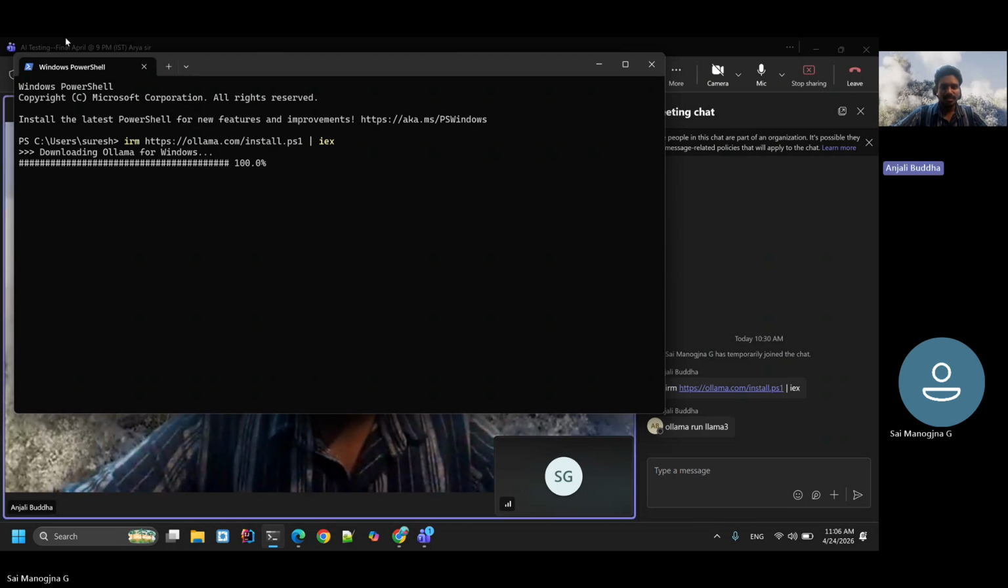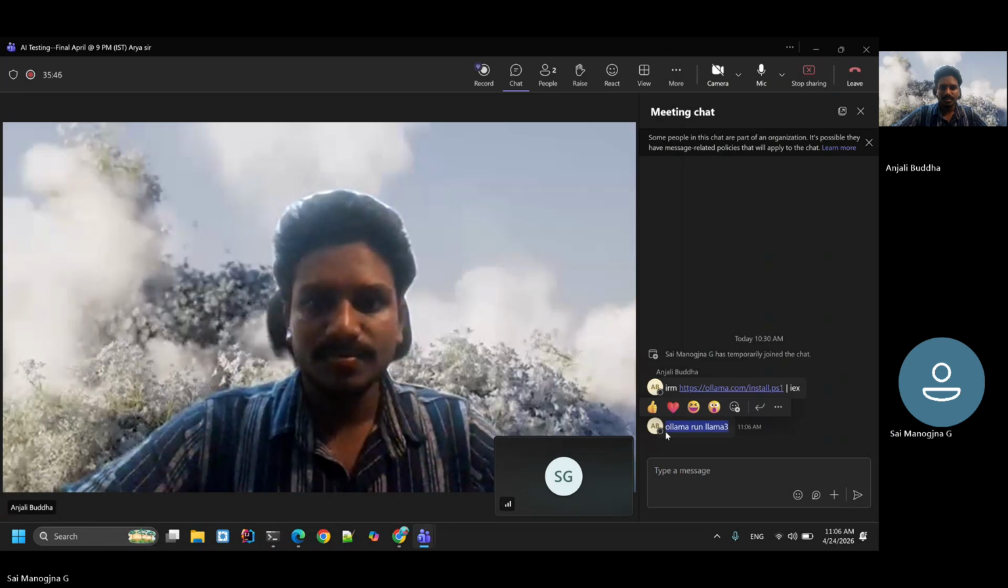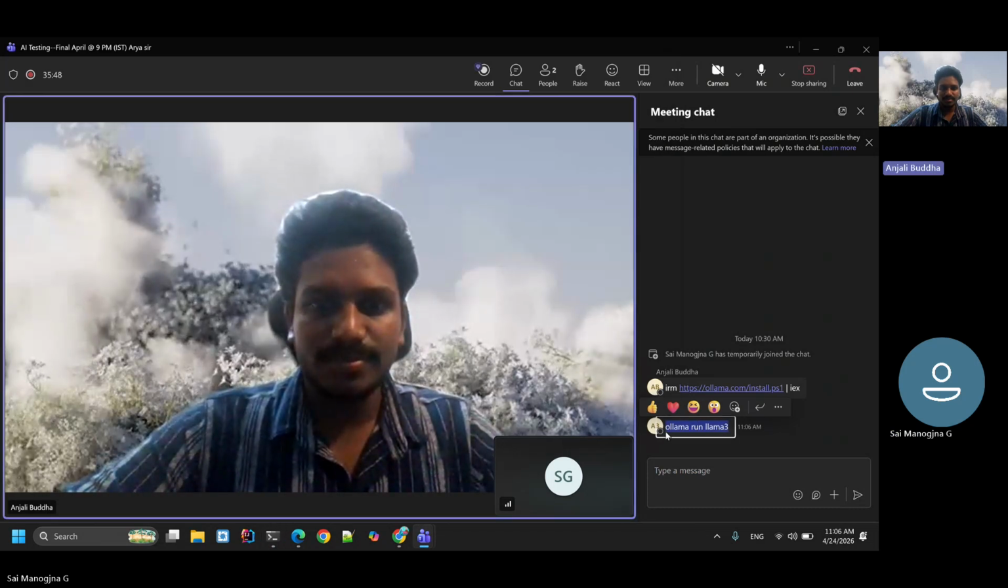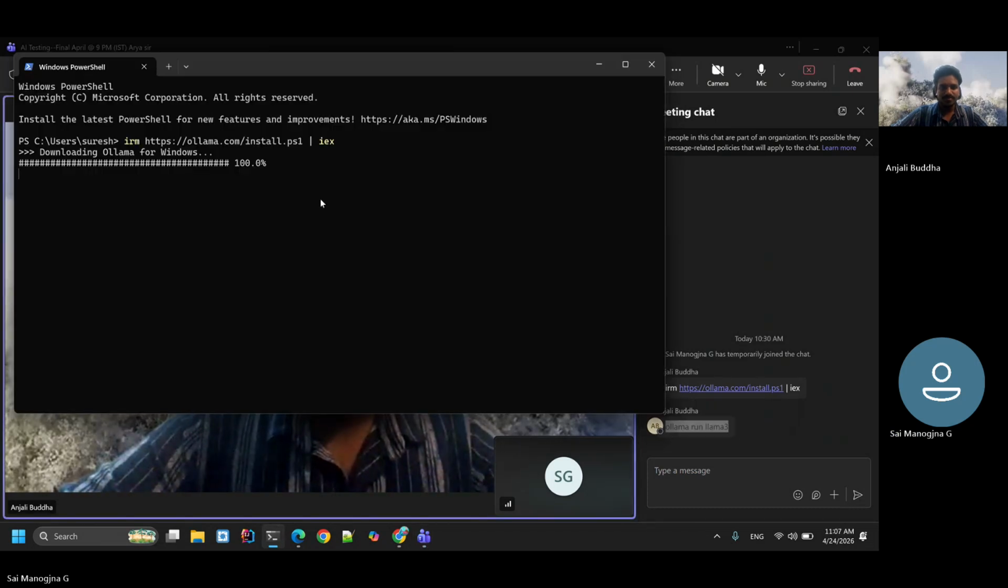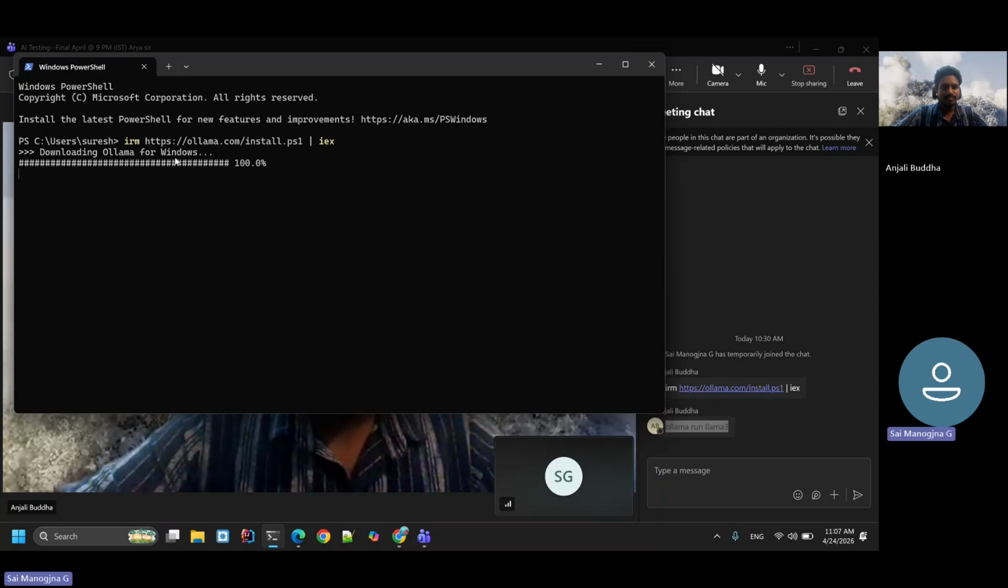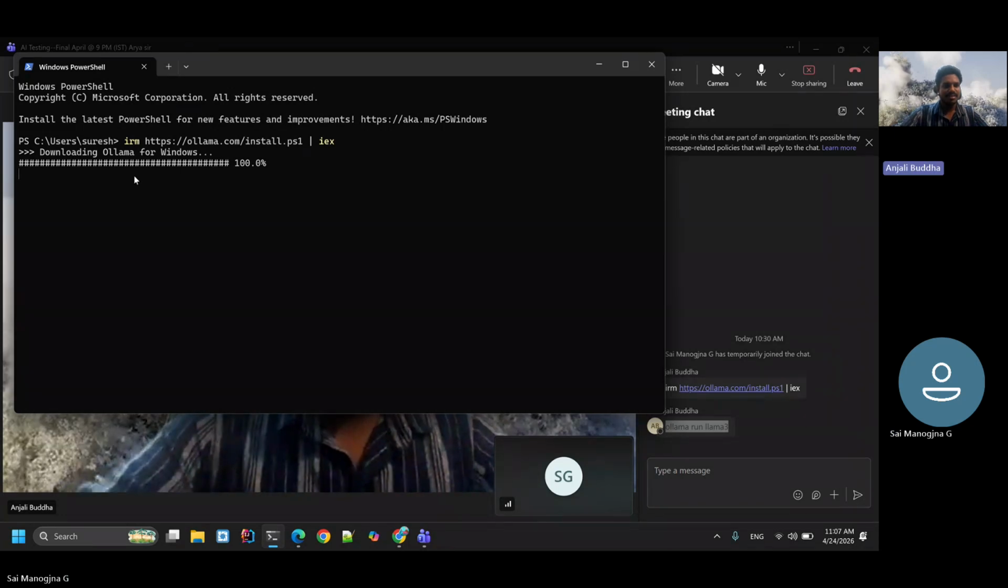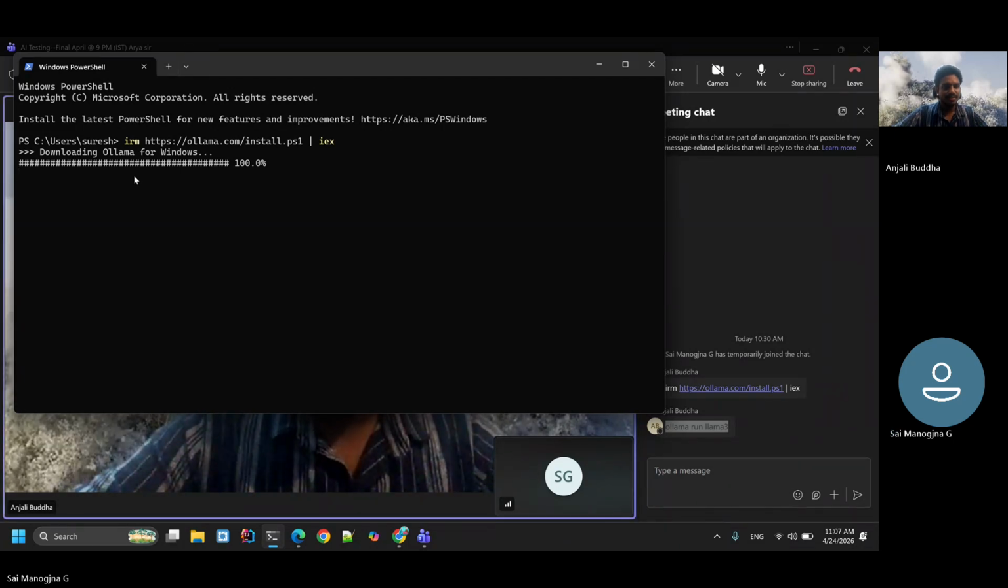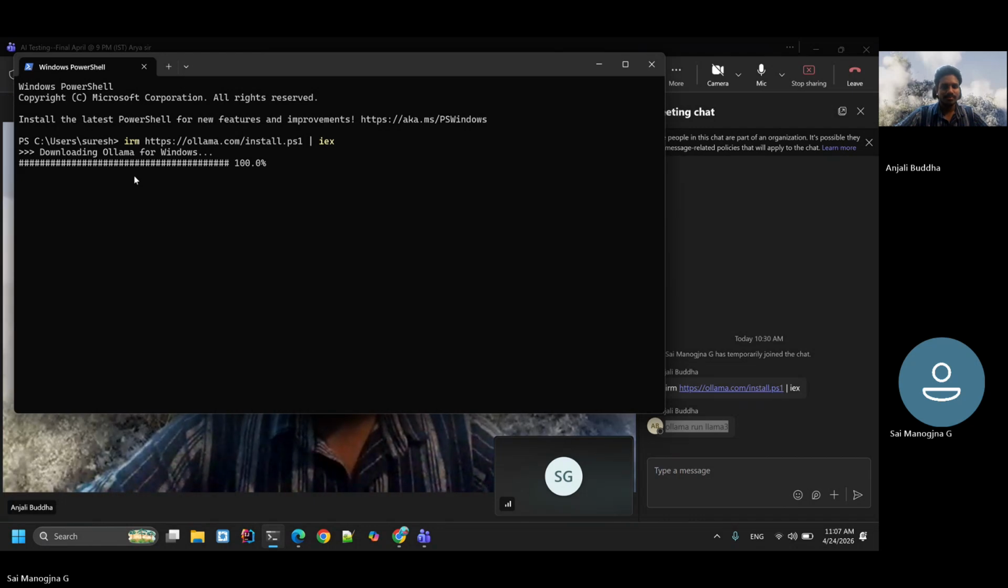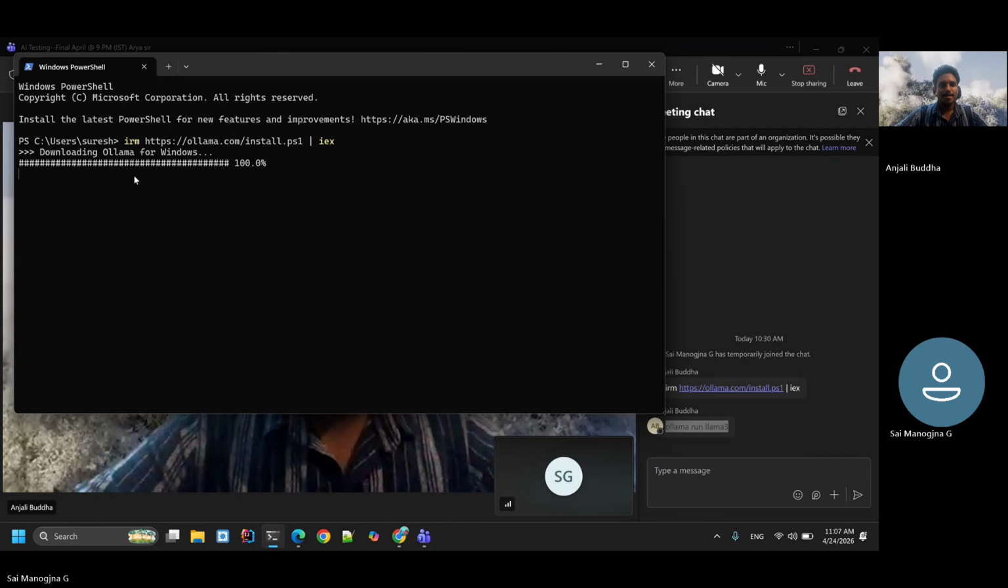Meanwhile, you can copy the second message which I have sent in chat. Just copy it and type it in the same PowerShell after this download. It showed 100% here. Just a second, maybe it will come in. So this will take a while.